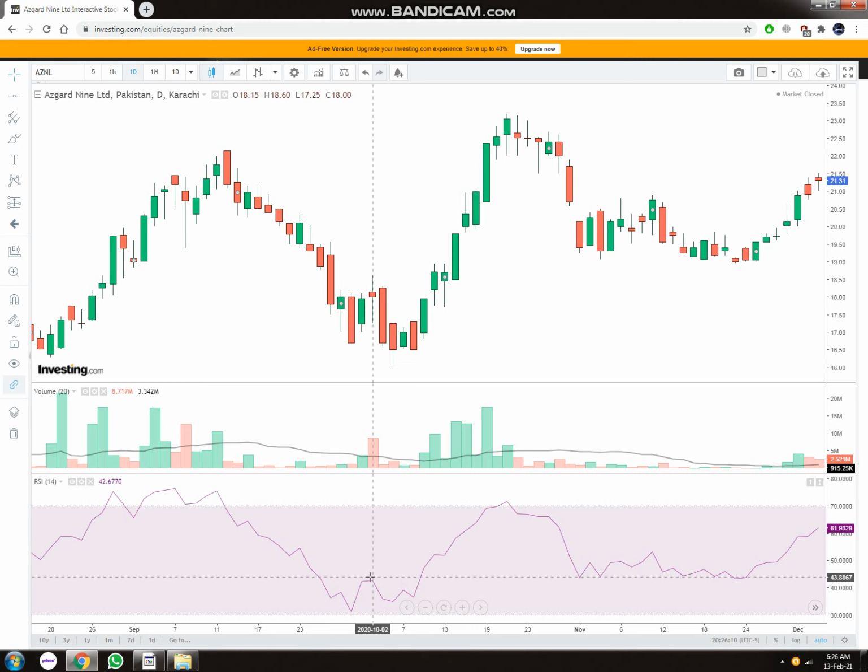But again the bears gained control of the market and pushed the market downward, and the bulls entered again at this level, as you can see, and pushed the market upward.